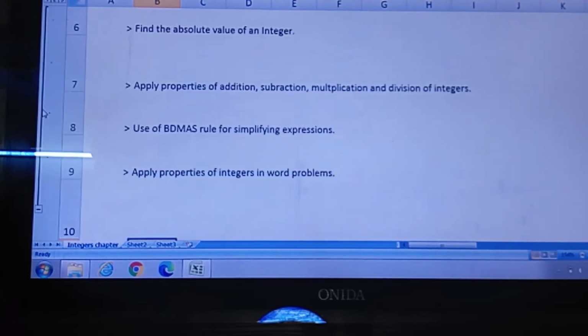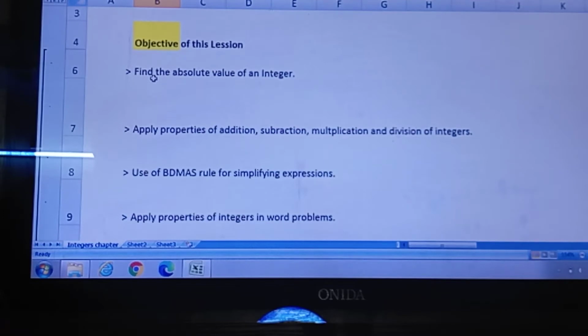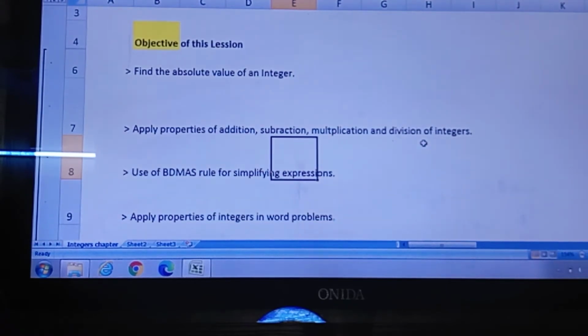First of all, the objectives of this lesson. First is to find the absolute value of an integer. As and when you find out the absolute value of the integer is the main understanding of this chapter. The next one is to apply properties of addition, subtraction, multiplication and division of integers.